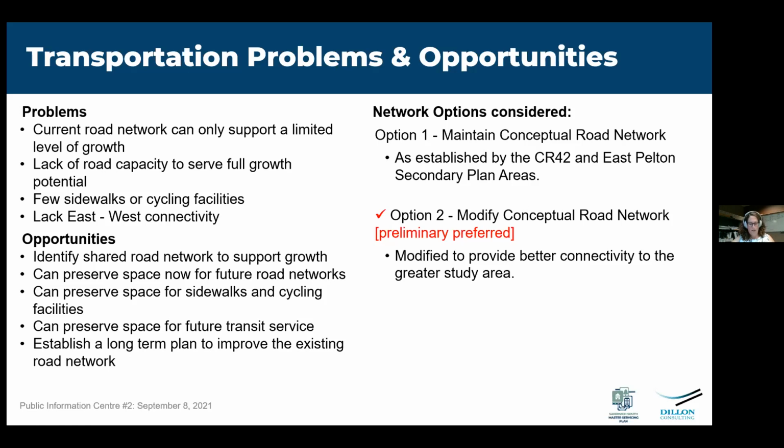So opportunities stemming from that are to identify a shared road network to support growth in the area and preserve space for future road networks, as well as sidewalks and cycling facilities, and accommodate future transit service. This is all to establish a long-term plan to improve the existing road network. The two options were looked at related to the refinement of the road network. Number one, maintaining the conceptual road network layout laid out in the County Road 42 and East Pelton secondary plan areas. And the second option is to modify the road network developed previously and make modifications to provide better connectivity to areas outside of the two secondary plan areas. It was determined that option 2 was the most preferred.